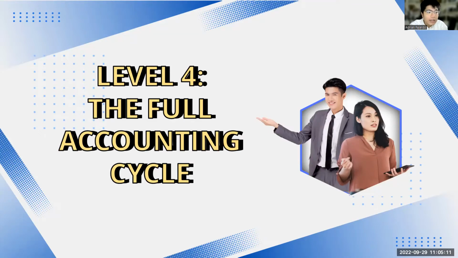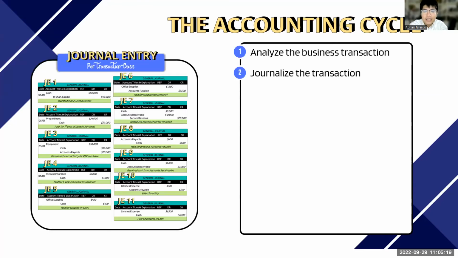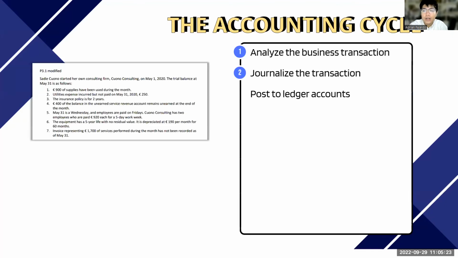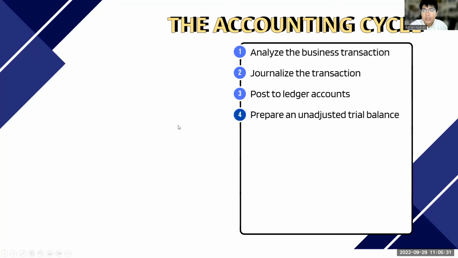So we've cleared level 4, and let's just take a look back to summarize. Again, analyze business transaction, step 1. Journalize the transaction. We're done with that. Post to ledger accounts, this is something that we already know. So basically summarizing it, prepare an unadjusted trial balance.